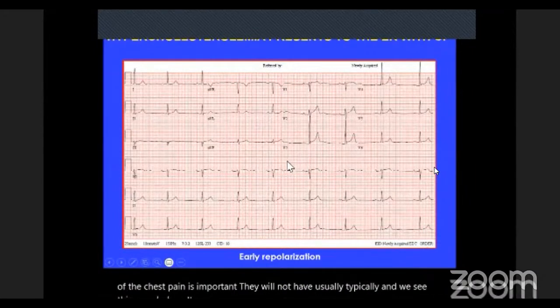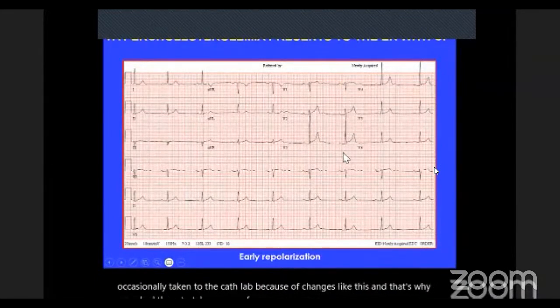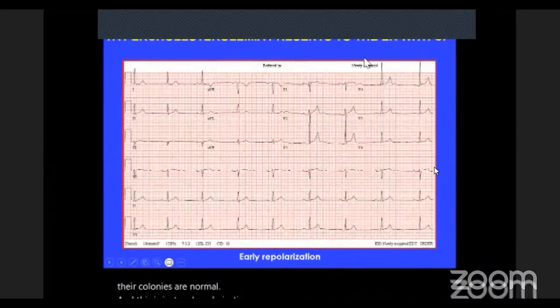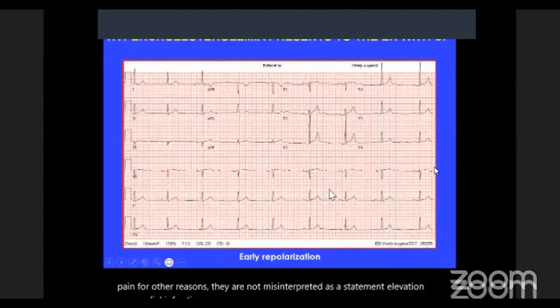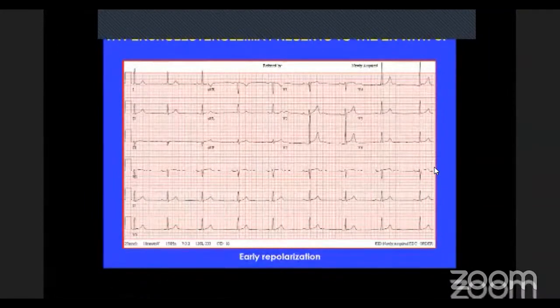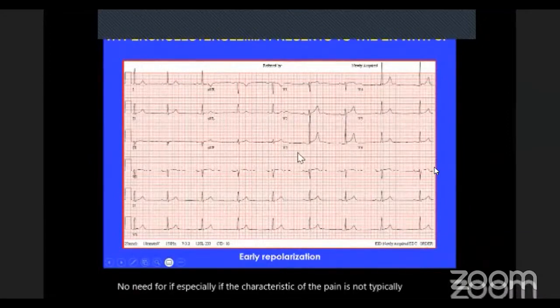I've seen a few cases where they received thrombolytic therapy and occasionally were taken to the cath lab because of changes like this. That's why we ask them to take a copy of their ECG if we know for sure that their coronaries are normal and this is just early repolarization. So when they go to the emergency room with chest pain for other reasons, they are not misinterpreted as ST segment elevation myocardial infarction. So in this patient with this ECG, no elevation in cardiac enzymes, and this age, there is no need for further workup, especially if the characteristic of the pain is not typical ischemic chest pain. Then you just ignore it. Most likely this is early repolarization.